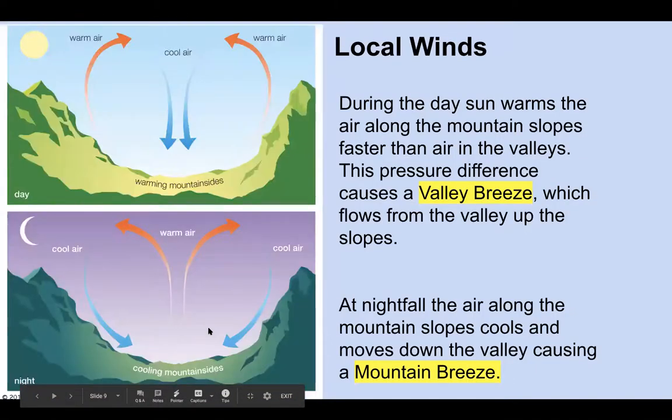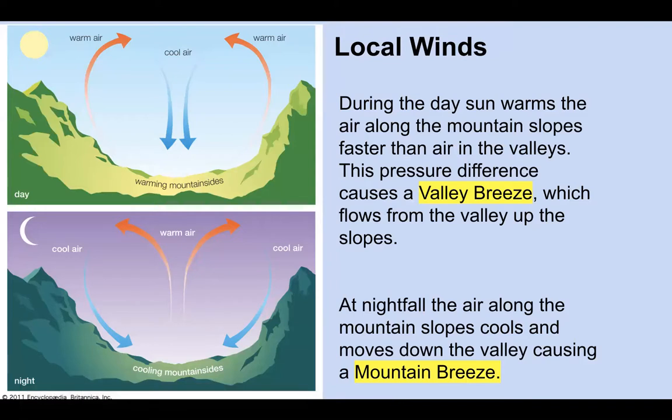And then 2 more local winds that we're going to discuss really quickly. And that's valley breeze and mountain breeze. So during the day, sun warms the air along the mountain slopes faster than air in the valleys. This causes a valley breeze.